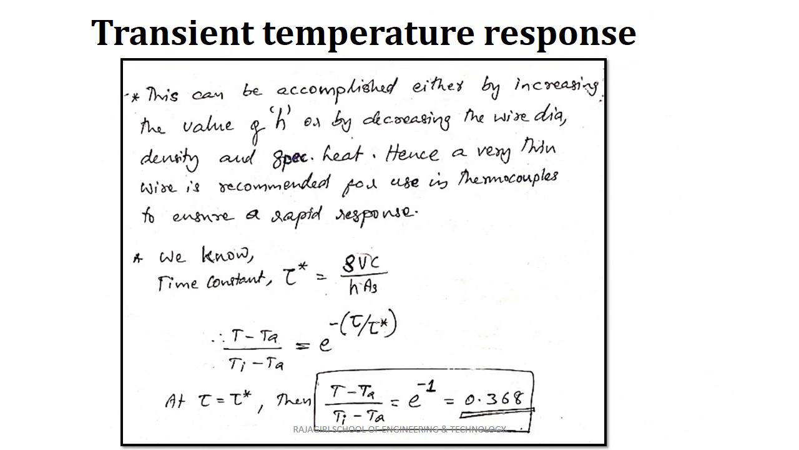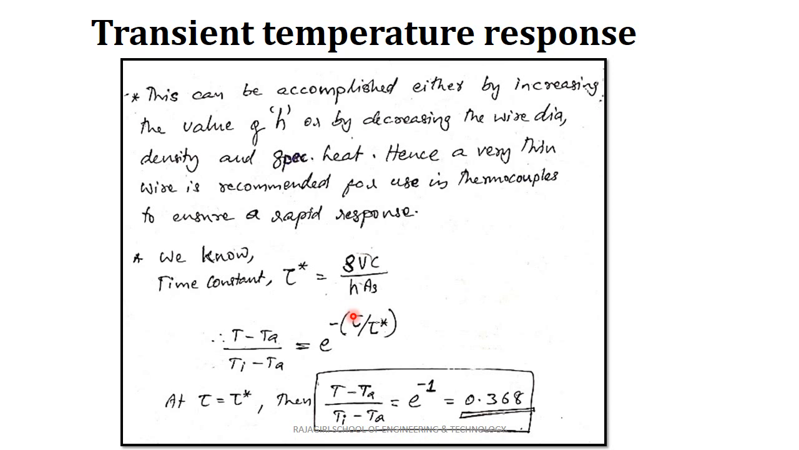So this can be accomplished either by increasing the value of h or by decreasing the wire diameter, density and specific heat. This is the reason why we use very thin wires in thermocouples or temperature measuring instruments to ensure a rapid response. We know time constant tau star. This term we have come across in one of the previous slides. Tau star equal to rho V Cp by hAs. So we can rewrite the temperature distribution equation as e raised to minus tau by tau star.